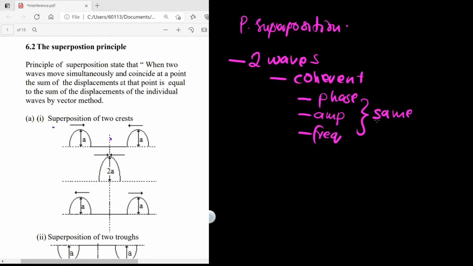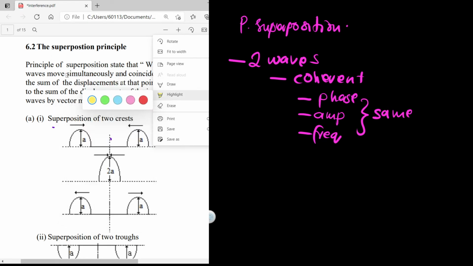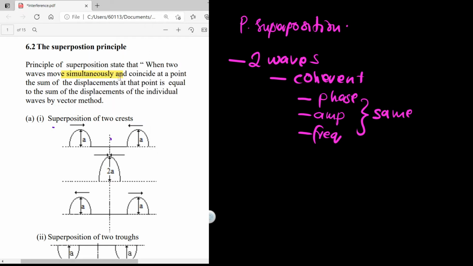So for superposition, the two waves, which are coherent, move simultaneously. So at the same time, if we look at the waves, both of them are moving at the same time, which is simultaneously. So here we have the word simultaneously, at the same time, and coincide at a point.